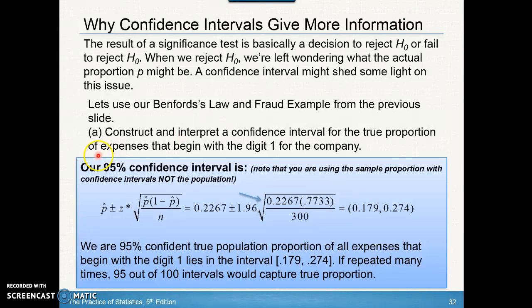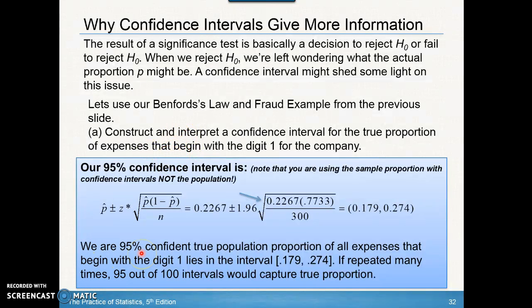All right, so here's your confidence interval. We've already stated that the conditions have been met, so we don't need to do that a second time. Here's our sample proportion and your critical z-score. Remember, in your confidence interval, you're using the sample proportion, not the population proportion, because we're using our sample to estimate the population. So here is our range of values for the true proportion of expenses that begin with digit 1 for the company. Here's the interpretation.